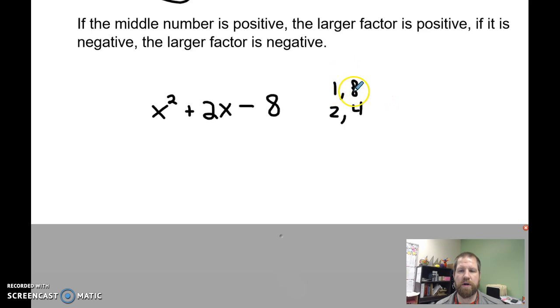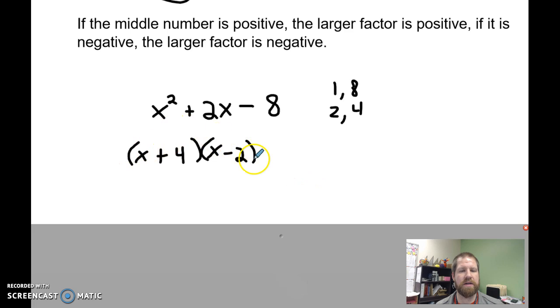Well, the difference between 1 and 8 is going to be 7, and it could either be positive 7 or negative 7. This is not positive or negative 7. I've got 2 and 4, so the difference there is 2. Could either be positive 2 or negative 2. It is positive 2, so I know my factors. I'm going to have my x's in there, and I'm going to have a positive larger factor. So here I've got a positive 4 and a negative smaller factor.